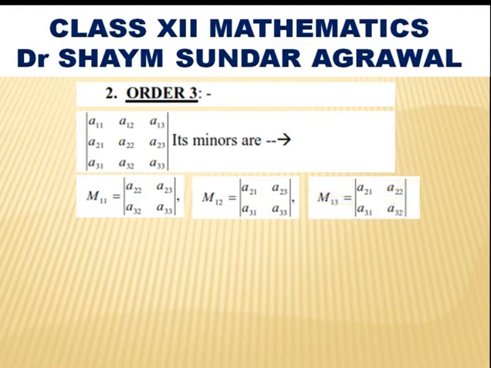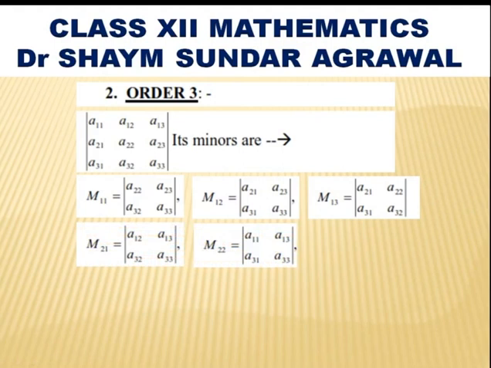Similarly, minor of A13 is M13, which equals the determinant of the elements after deleting the first row and third column, that is A21, A22, A31 and A32. Similarly, M21 is the determinant of A12, A13, A32, A33. Similarly, M22 is the determinant of A11, A13, A31, A33. Similarly, M23, after deleting the second row and third column, the determinant of the rest elements is A11, A12, A31 and A32.